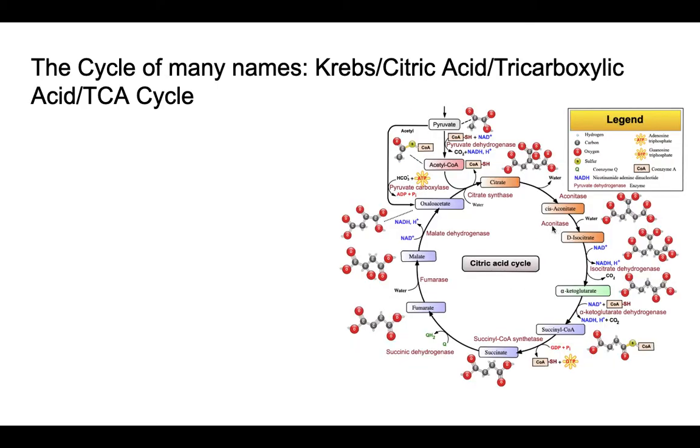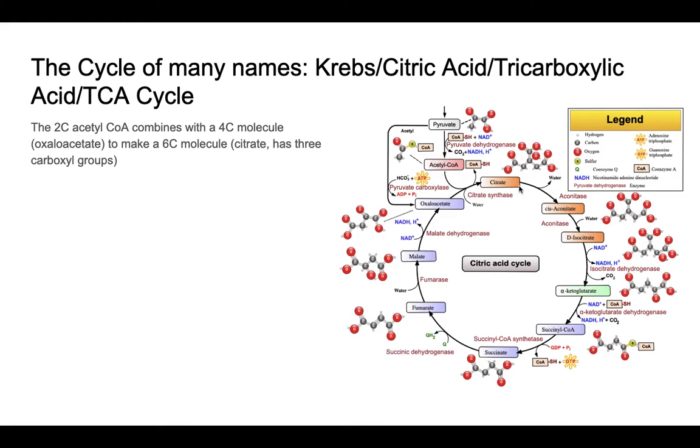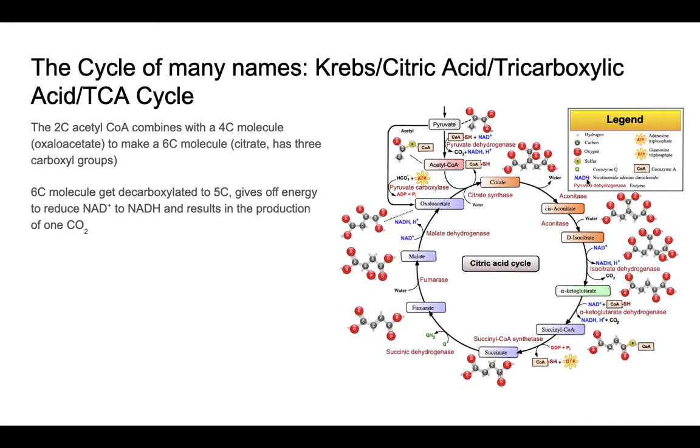Now finally we're at the Krebs cycle, which is referred to by many names, the citric acid cycle, the tricarboxylic acid or TCA cycle, just so you're aware. At the beginning we have our 2-carbon acetyl-CoA combining with a 4-carbon molecule, oxaloacetate, to make a 6-carbon molecule, which is known as citrate and has 3 carboxyl groups, and you'll notice that the other titles of this cycle make sense with that. You can see the compound here on the top of the image.